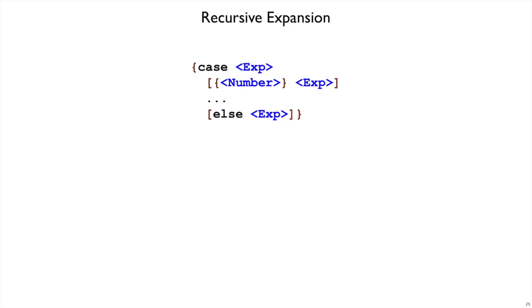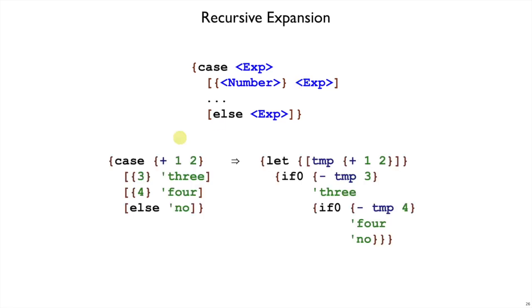Let's look at a more complicated form and the way that it rearranges S expressions. So the case form evaluates this expression to get a number, finds the clause with the matching number, and then evaluates the expression corresponding to that clause. So for example, if I do case plus 1, 2 with options 3, 4, and else, then we should take the 3 branch here and return 3 as the answer.